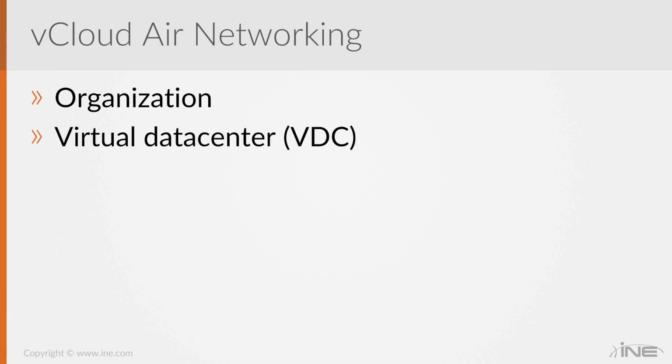Within an organization, you can have multiple virtual data centers. By default, when the organization is set up in vCloud Air, there is one virtual data center that is created for you, and that is named VDC1. It simply is again a logical construct.